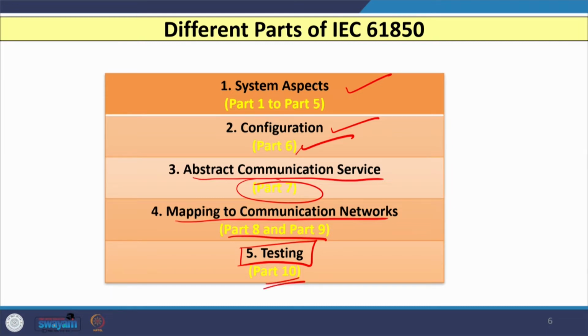So, first is system aspects, second configuration, third abstract communication service, fourth mapping to communication network, and fifth testing. Let us see first what is given inside each, and then we will discuss in detail what the suggestions are, or what is to be discussed, in each part.